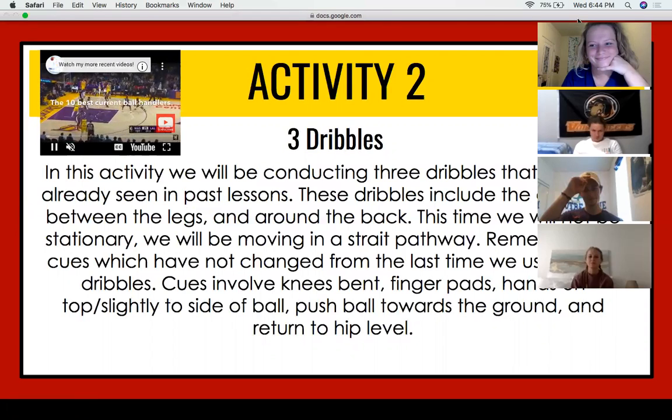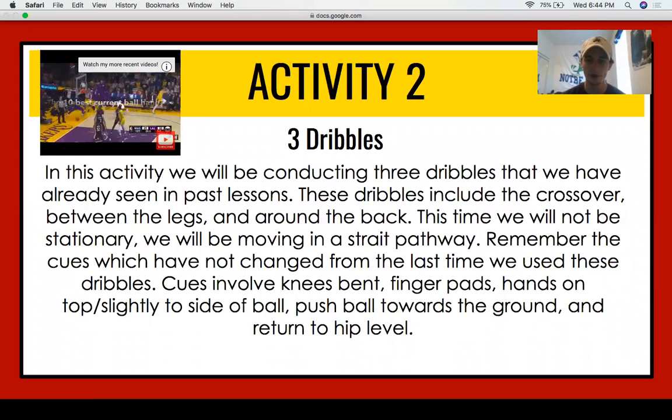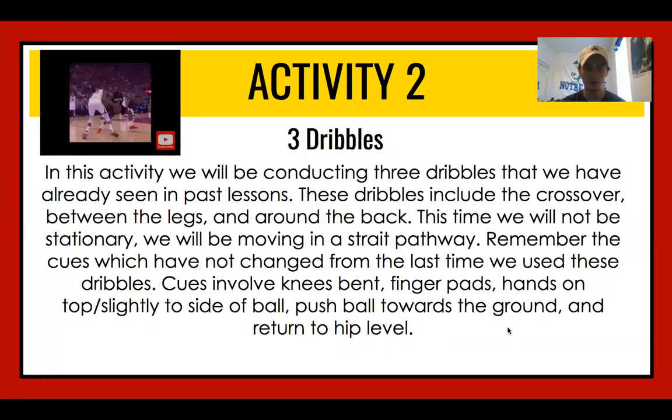All right, so for activity 2, we have what is called 3 dribbles. We've worked on these dribbles before. In this activity, we will be using the crossover dribble, the between the legs dribble, and around the back dribble. This time we will not be stationary. We will be moving in a straight pathway.